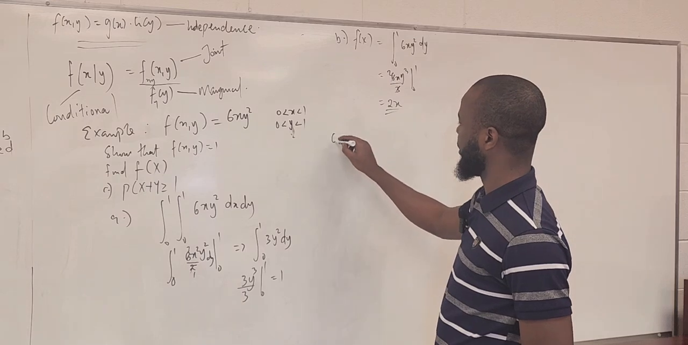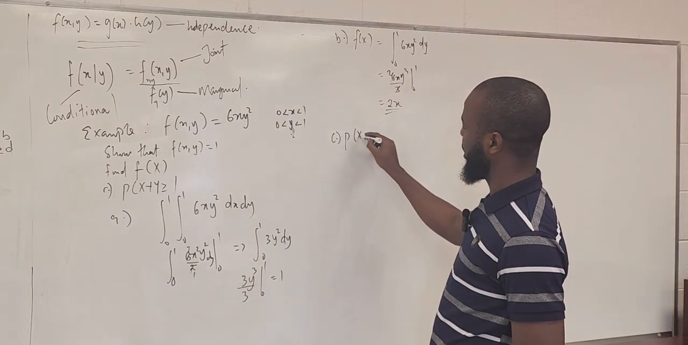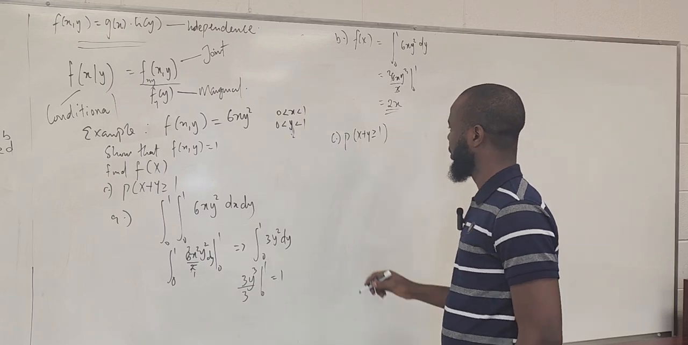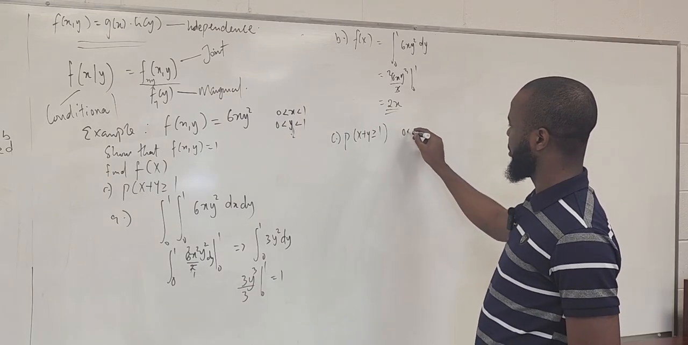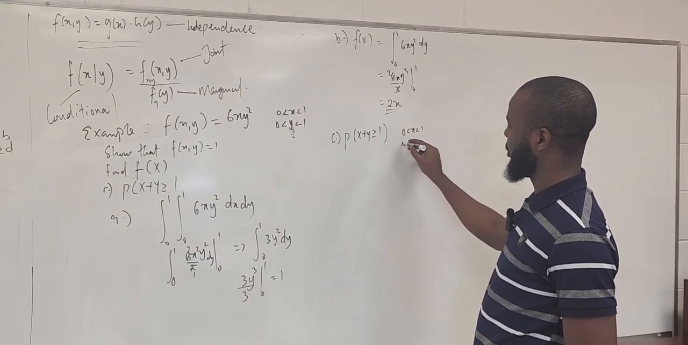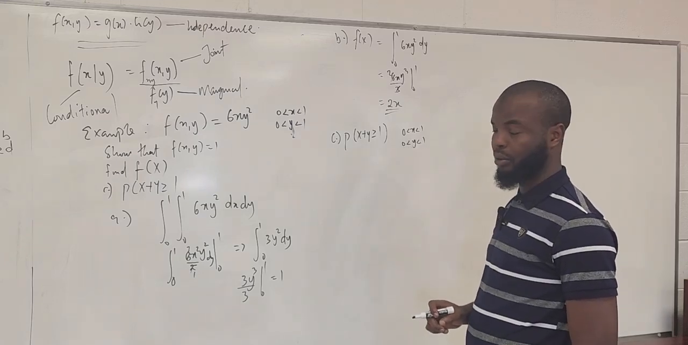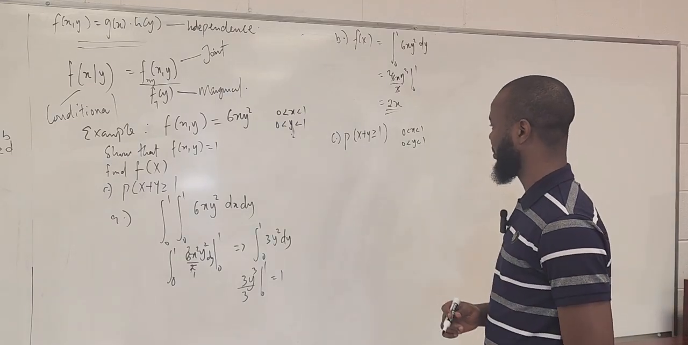So here we have C, the probability of x plus y is greater or equal to 1. Recall that we have 0 less than x less than 1, 0 less than y less than 1. That is, the max should be 1, should be less than 1.